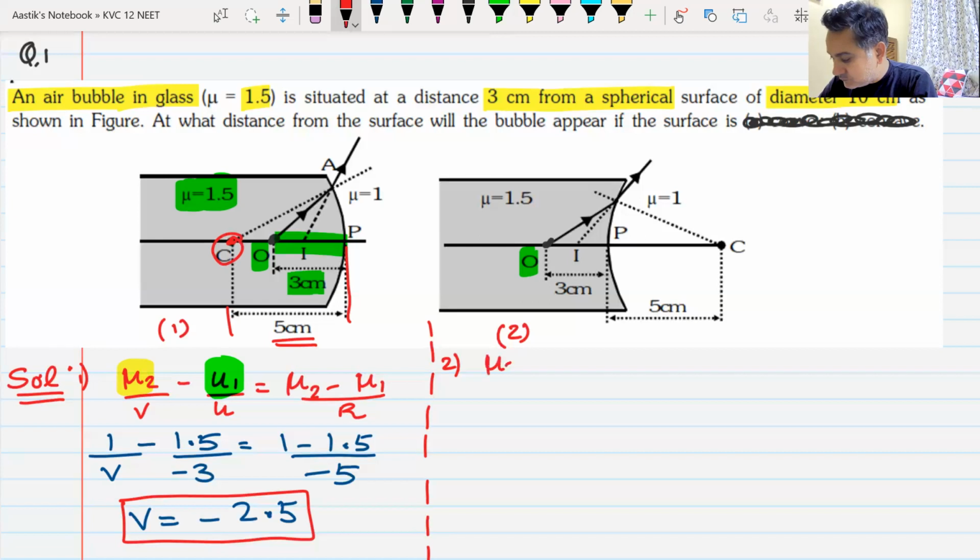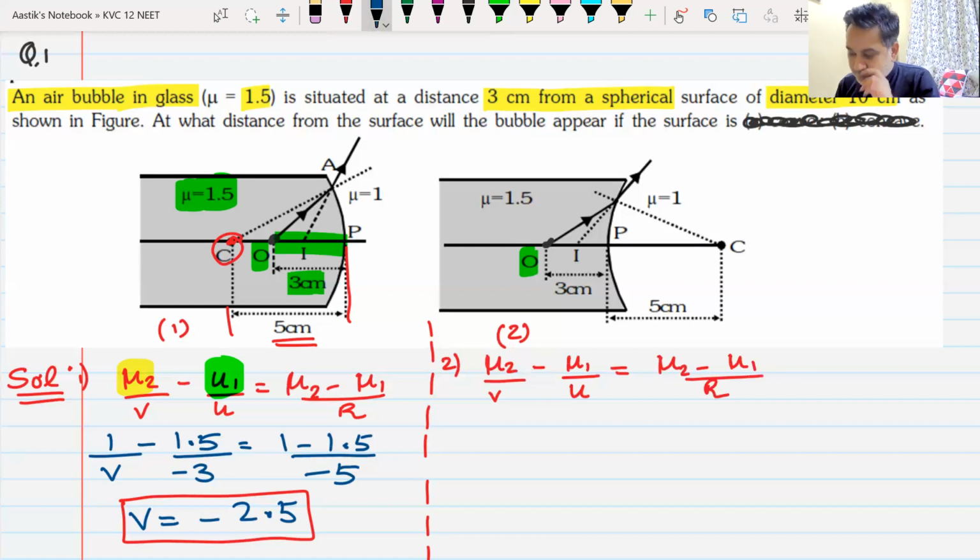Mu2 by v minus mu1 by u is equal to mu2 minus mu1 by r. Mu2 minus mu1 by r. Now keep on telling me what is the value of mu2. What is the value of mu2? Tell me that.